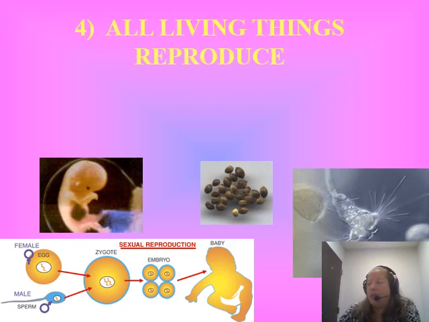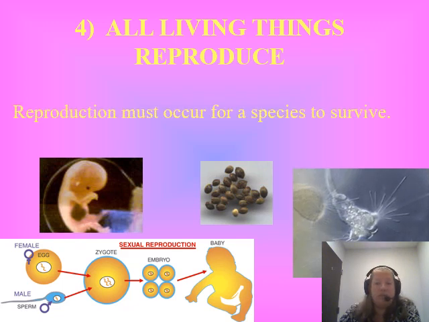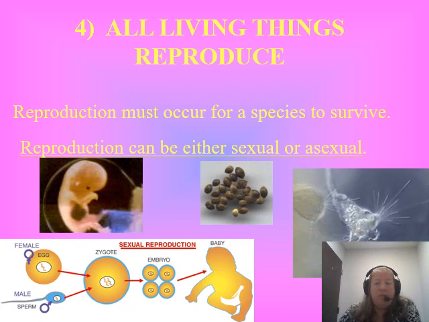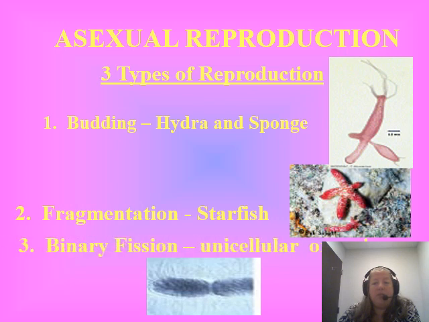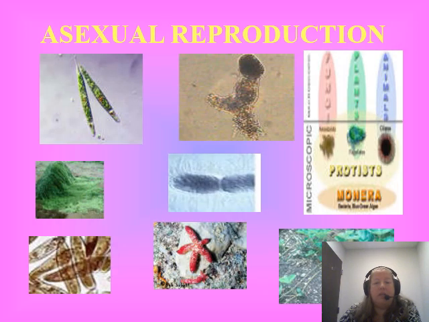The fourth characteristic is that all living things reproduce. In order for a species to survive, reproduction must occur. It can be sexual, meaning two partners, or it can be asexual, which is an organism reproducing on its own. With asexual, there are three types. The first is budding, done by hydra and sponges. The second is fragmentation, done by starfish. And lastly, binary fission, done by unicellular organisms.